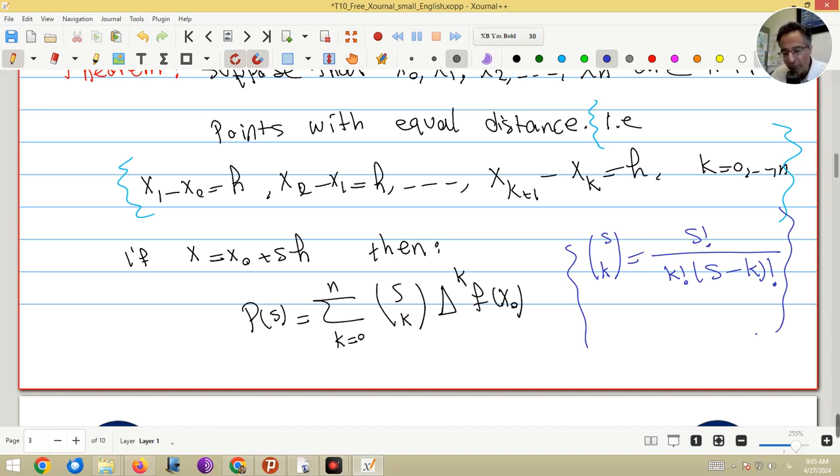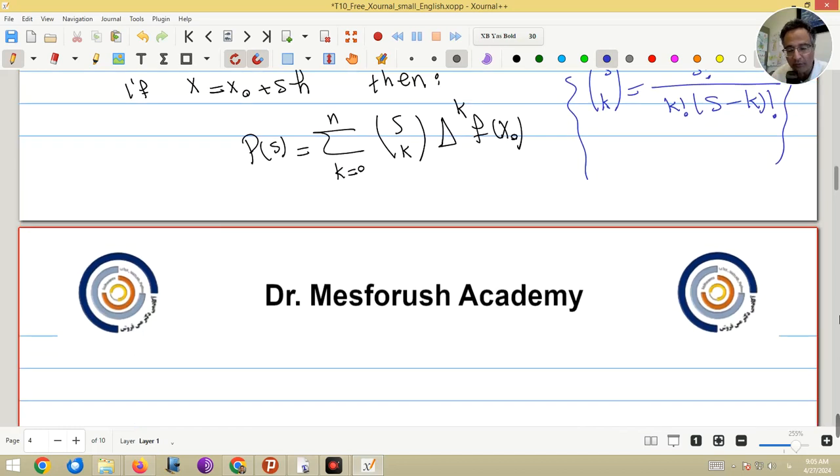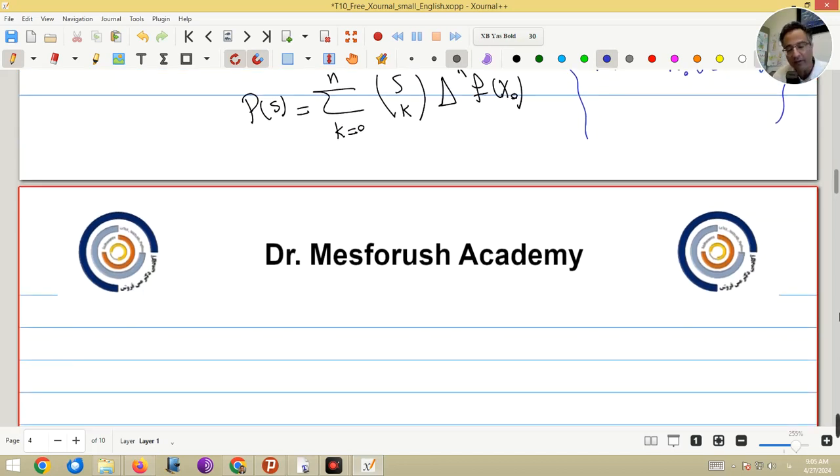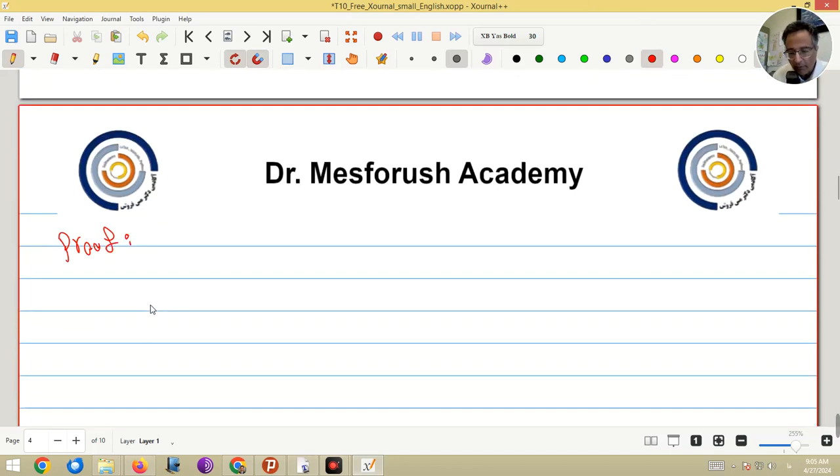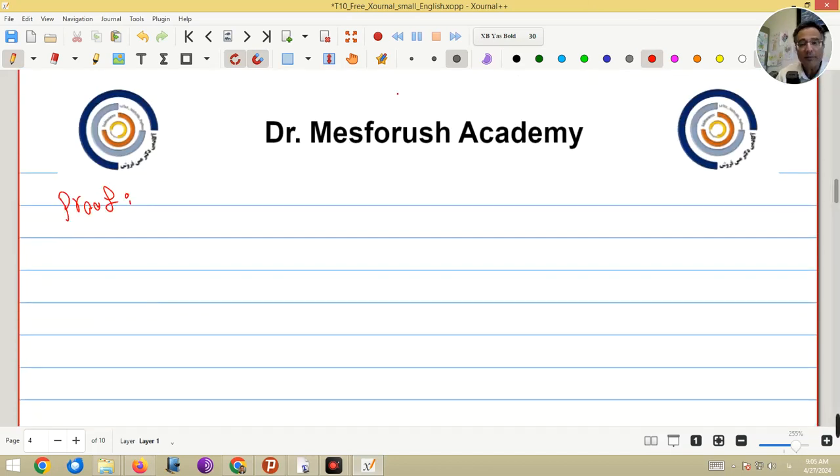I want to prove this theorem, and then I want to use this theorem to find the interpolating polynomial. For the proof, let me suppose that i is greater than or equal to 0 and less than or equal to n minus 1.